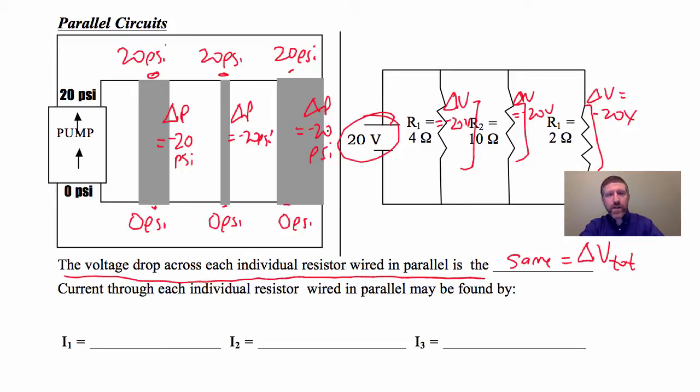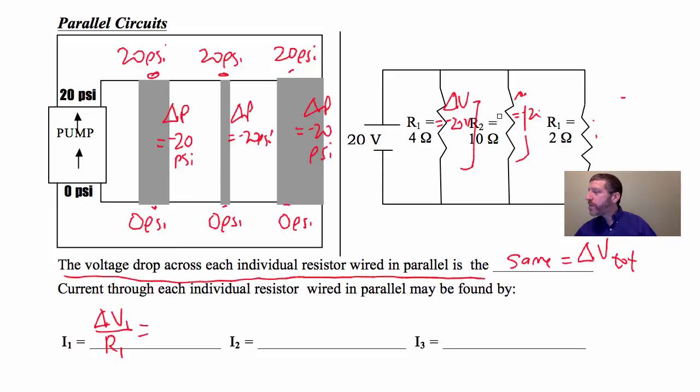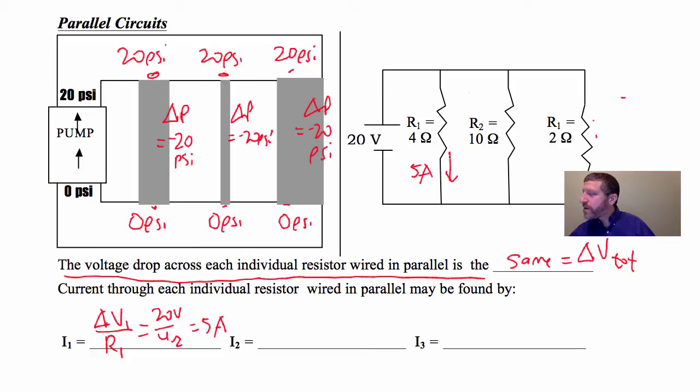Now, the current through each individual resistor wired in parallel, we can find I1 using Ohm's law, similar to what we did before. This will be delta V1 over R1. Just going to erase this so we can see it a little bit better. The delta V is the same as delta V total. It's 20 volts across each one of these. The resistance is 4 ohms. 20 volts over 4 ohms is 5 amperes. So through here is 5 amps.